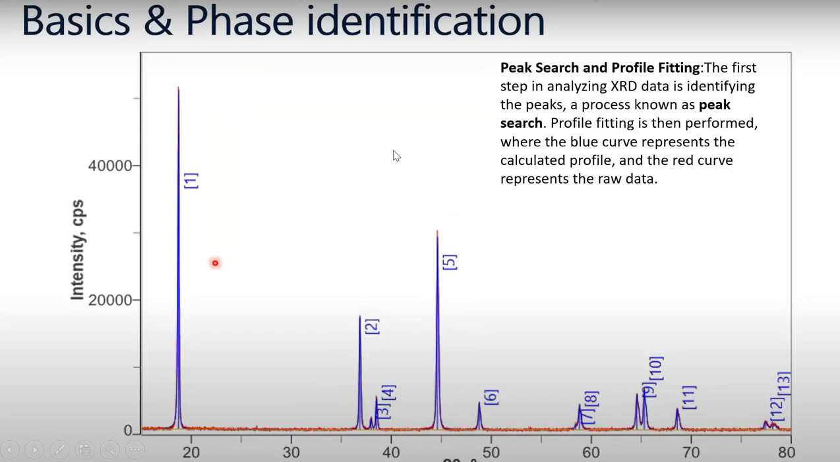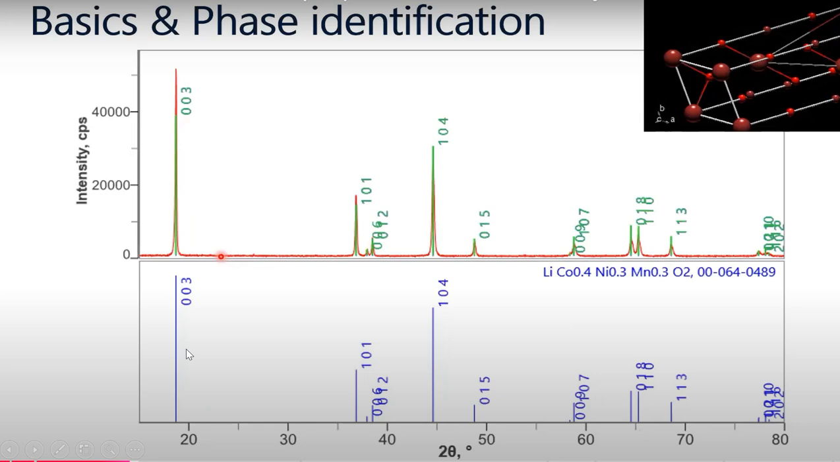So, first step is to analyze XRD data and identifying the peaks. This is known as the peak search. Then we have to perform the profile fitting, where the blue curve represents the calculated profile and the red curve represents the raw data. Then we have to compare the data with the standard database. Generally, the software can compare our data with the standard database and gives the information about the phase.